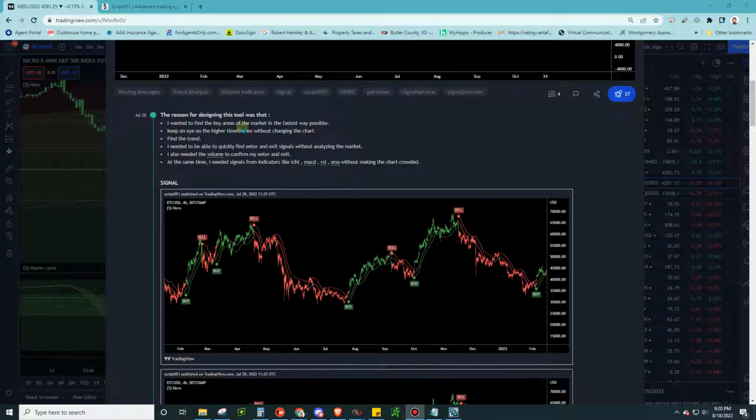He wanted to find key areas of the market the fastest way possible. I'm going to show you the chart, the way it looks, sort of how it's played out, maybe in a couple tickers, and you can see it in the background there. Keep an eye on the higher time frames. A lot of folks trading want to trade multiple time frames. You always have that in the back of your head or on your chart, or you're always swapping back and forth between your hourly, your 30-minute, or whatever, and making sure there's continuity with your higher time frames or lower time frames, and essentially find the trend.